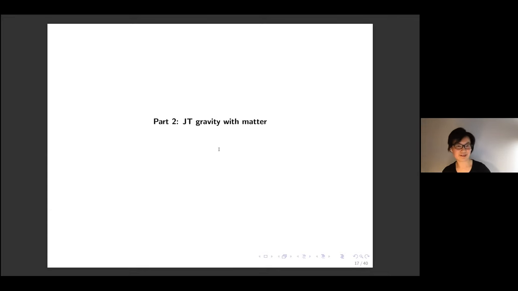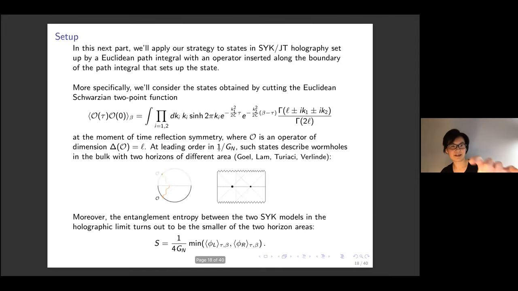So let me now move on to part two, where I'll discuss the states of JT gravity where we include an operator along the boundary of the Euclidean path integral that sets up the state. More specifically, I now want to consider states obtained by cutting the Euclidean Schwarzian two-point function at the moment of time reflection symmetry for some arbitrary operator O of dimension L.